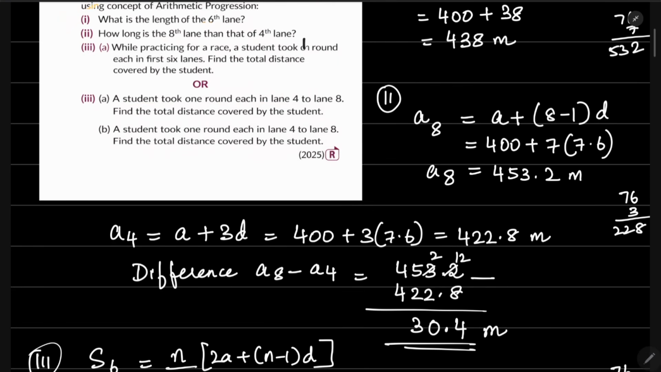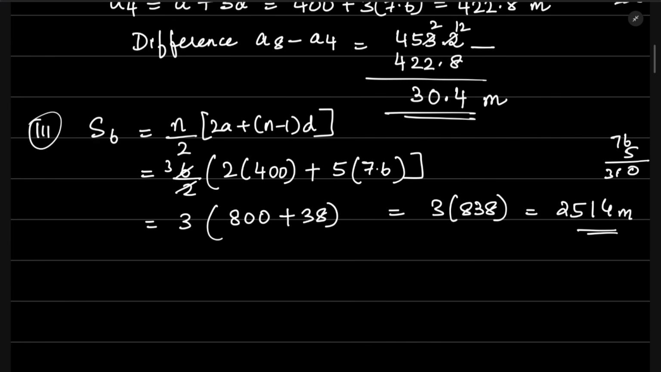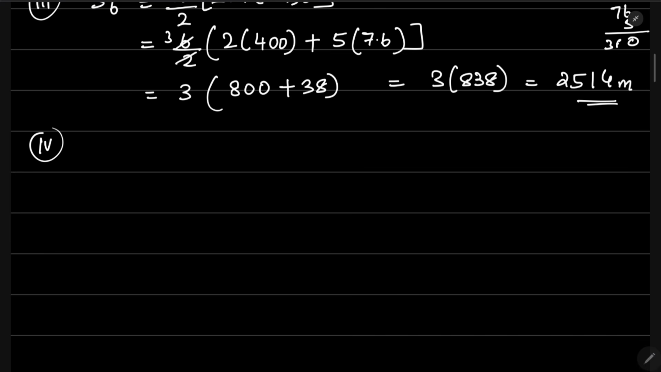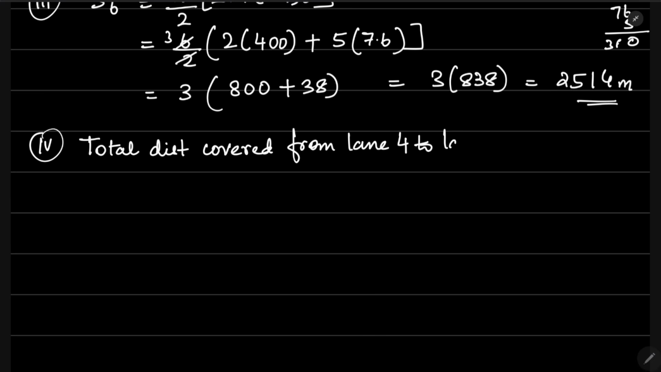So let us calculate the total from lane 4 to lane 8. This is your fourth question. The total distance covered by the student from lane 4 to lane 8 is the difference between the total distance up to the 8th lane and the distance already covered in the remaining 3. So S8 minus S3 will give you the distance covered from 4 to 8.